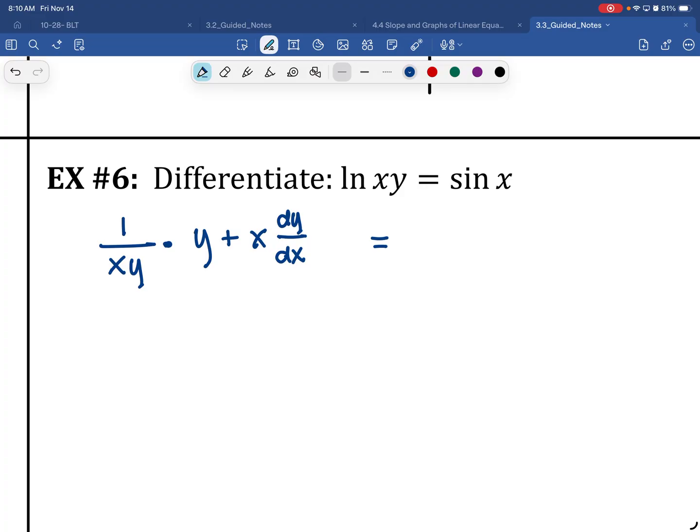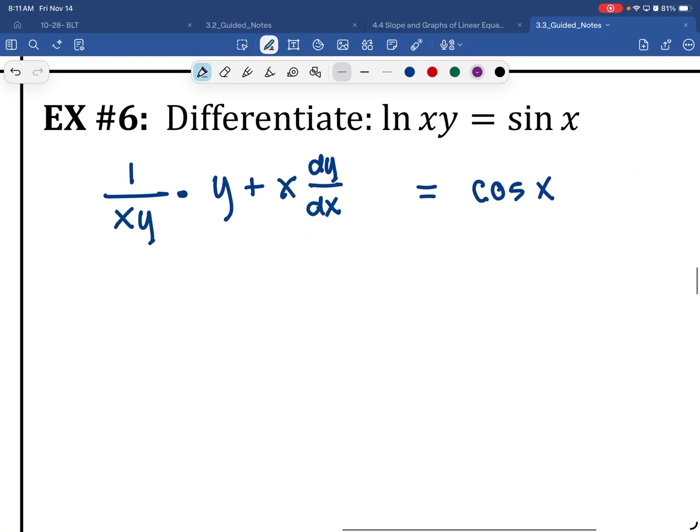What's the derivative of sine of x? Cosine of x, times the derivative of x, which is 1, right? What if this had been the sine of y? How would you do that derivative? Cosine of y times the derivative of y, y prime or dy/dx. That's exactly right. So it's a little bit different depending on the variable that you have there.